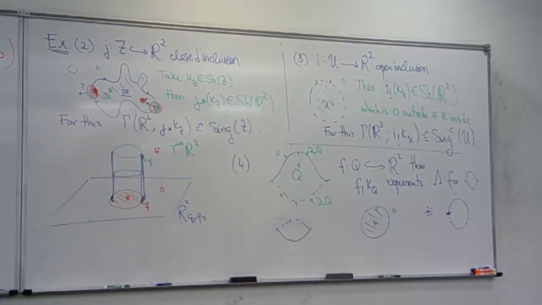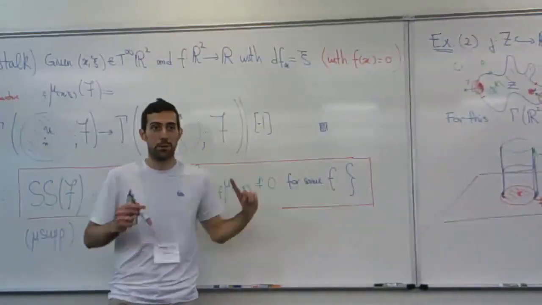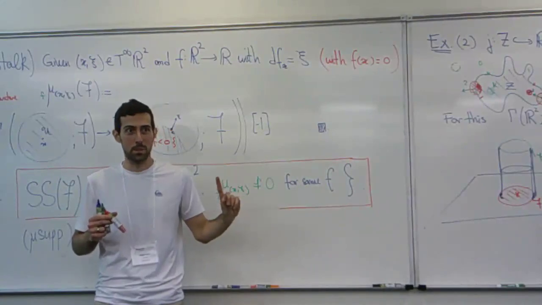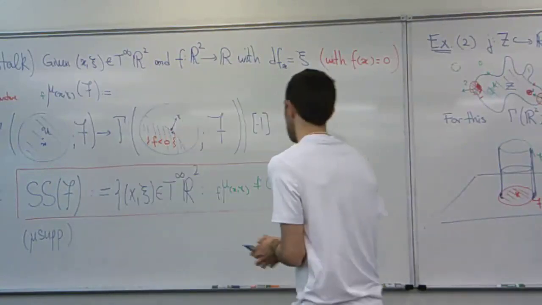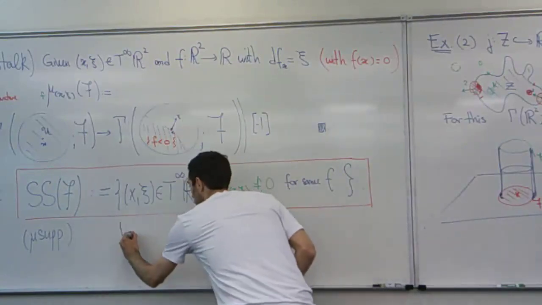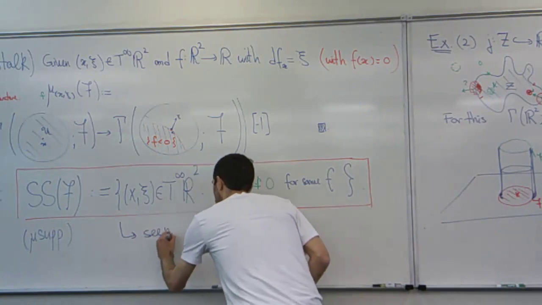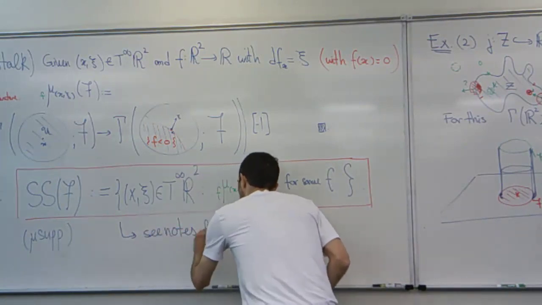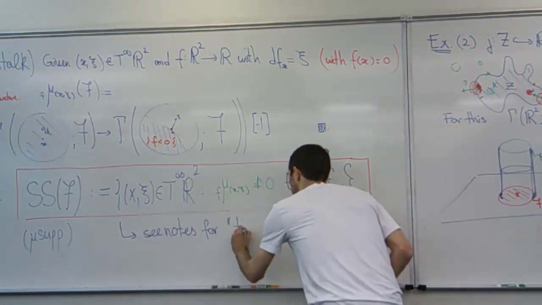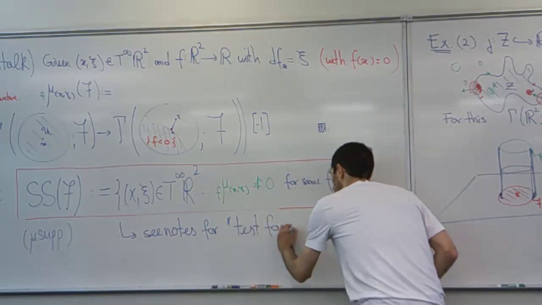And every time you define something for some f, you have the challenge that if you want to prove that something is not in the singular support, you would have to prove it for all f's. Does that make sense? So, okay, now I refer you to the notes. So see notes for a second, for the so-called test for singular support.